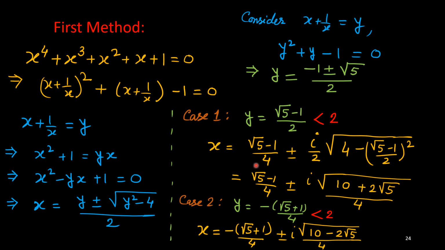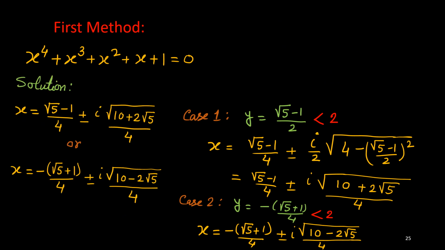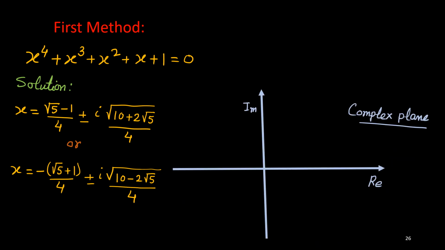Okay, so we have got all the solutions for x. What are the solutions? These are the solutions. x equals (square root 5 minus 1) upon 4 plus minus i square root (10 plus 2 root 5) upon 4. This is a conjugate pair. And the other one, minus (square root 5 plus 1) upon 4 plus minus i square root (10 minus 2 root 5) by 4. Okay. Now if we place these 4 points on the complex plane, then it will look like this.